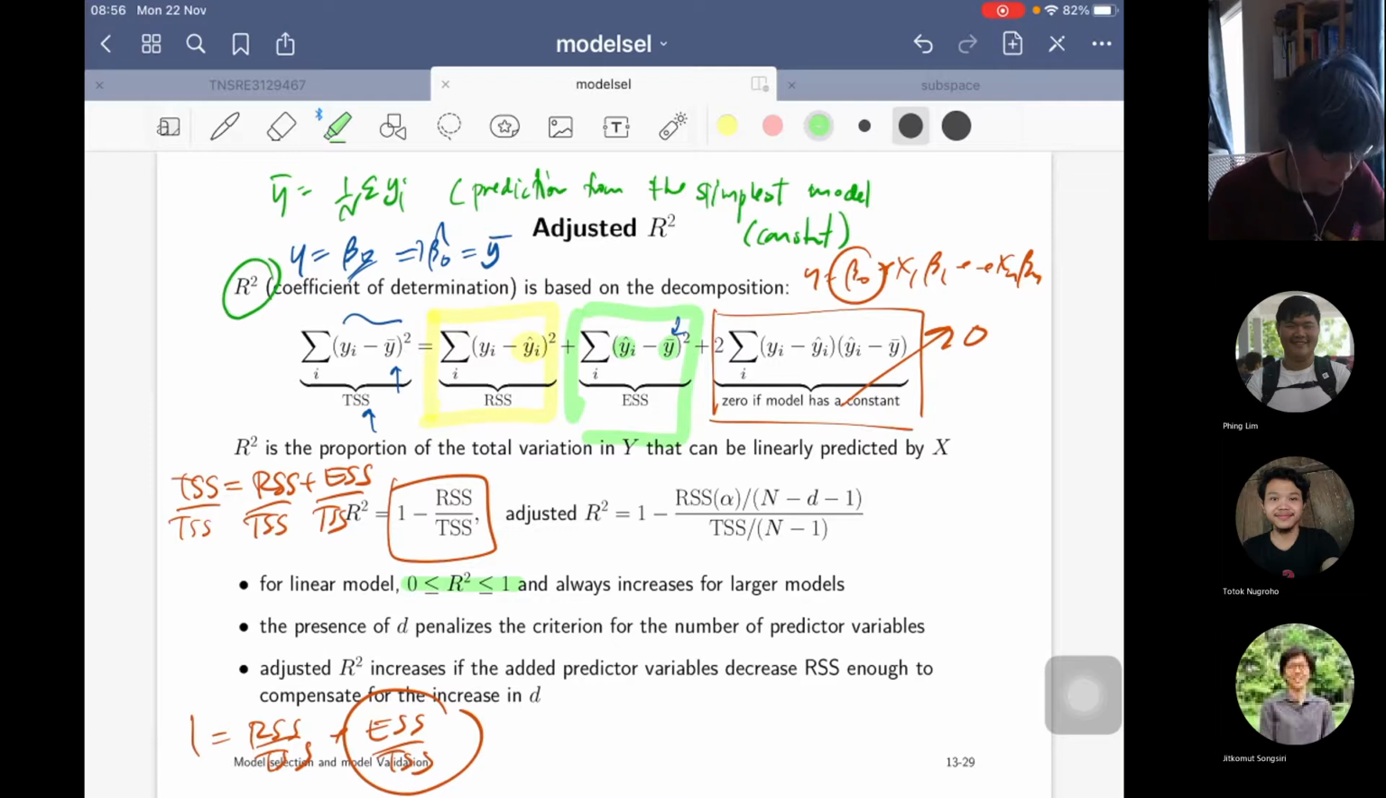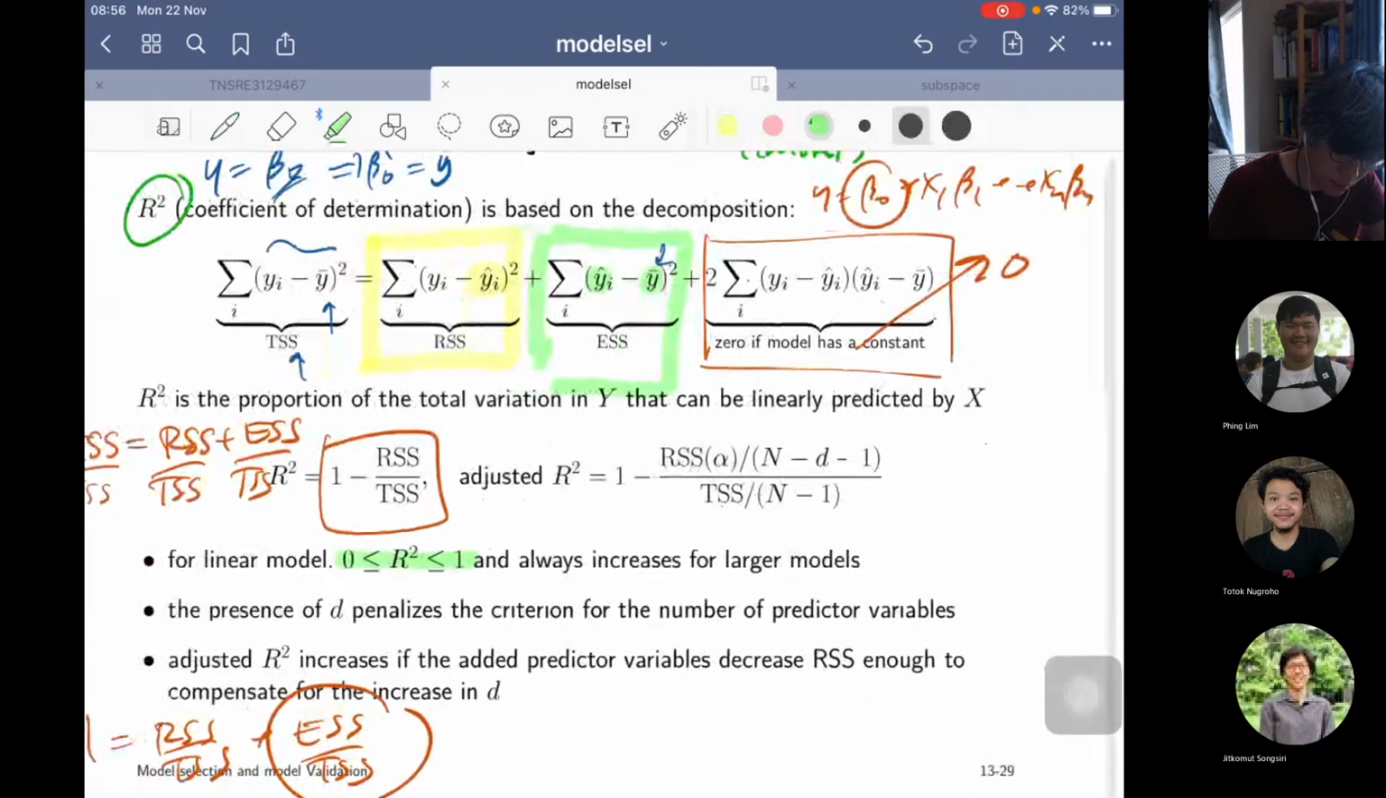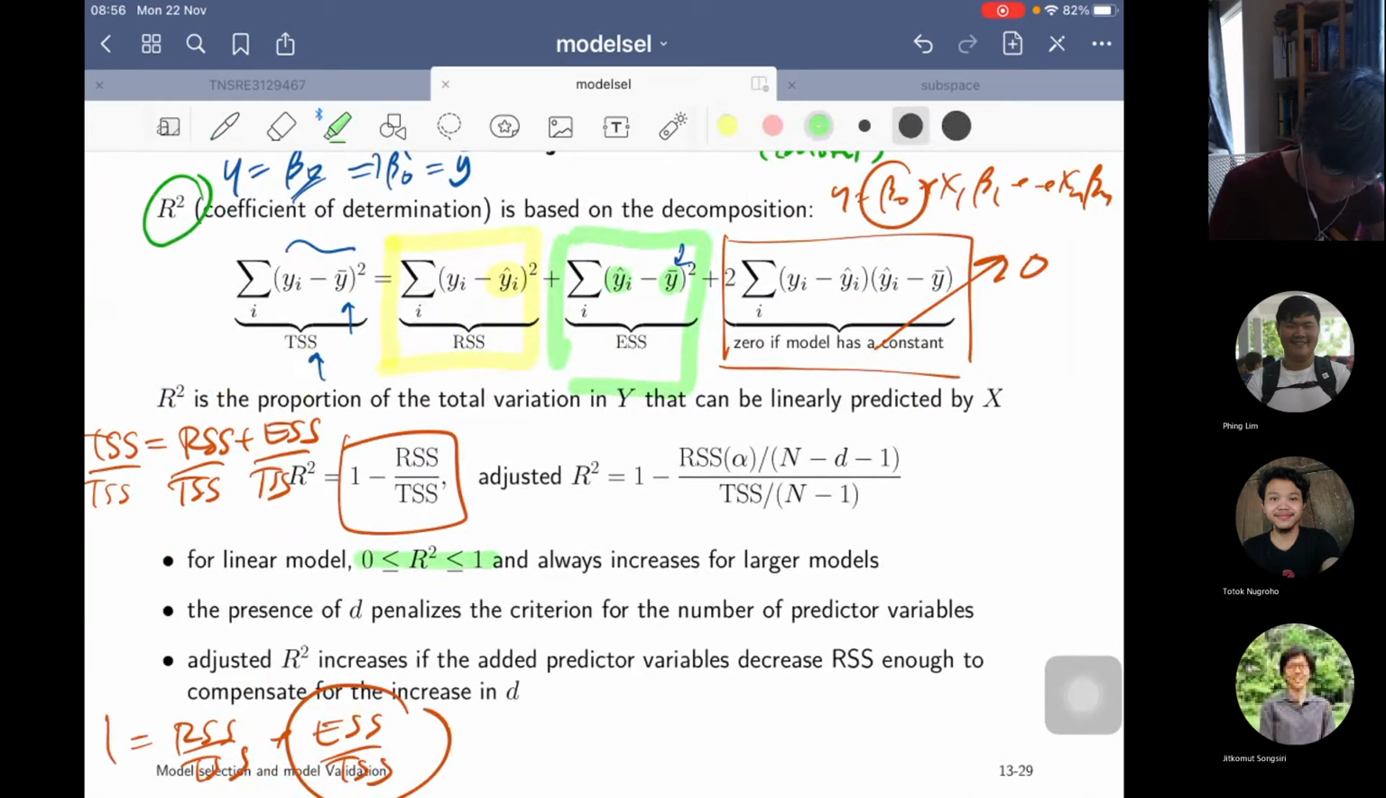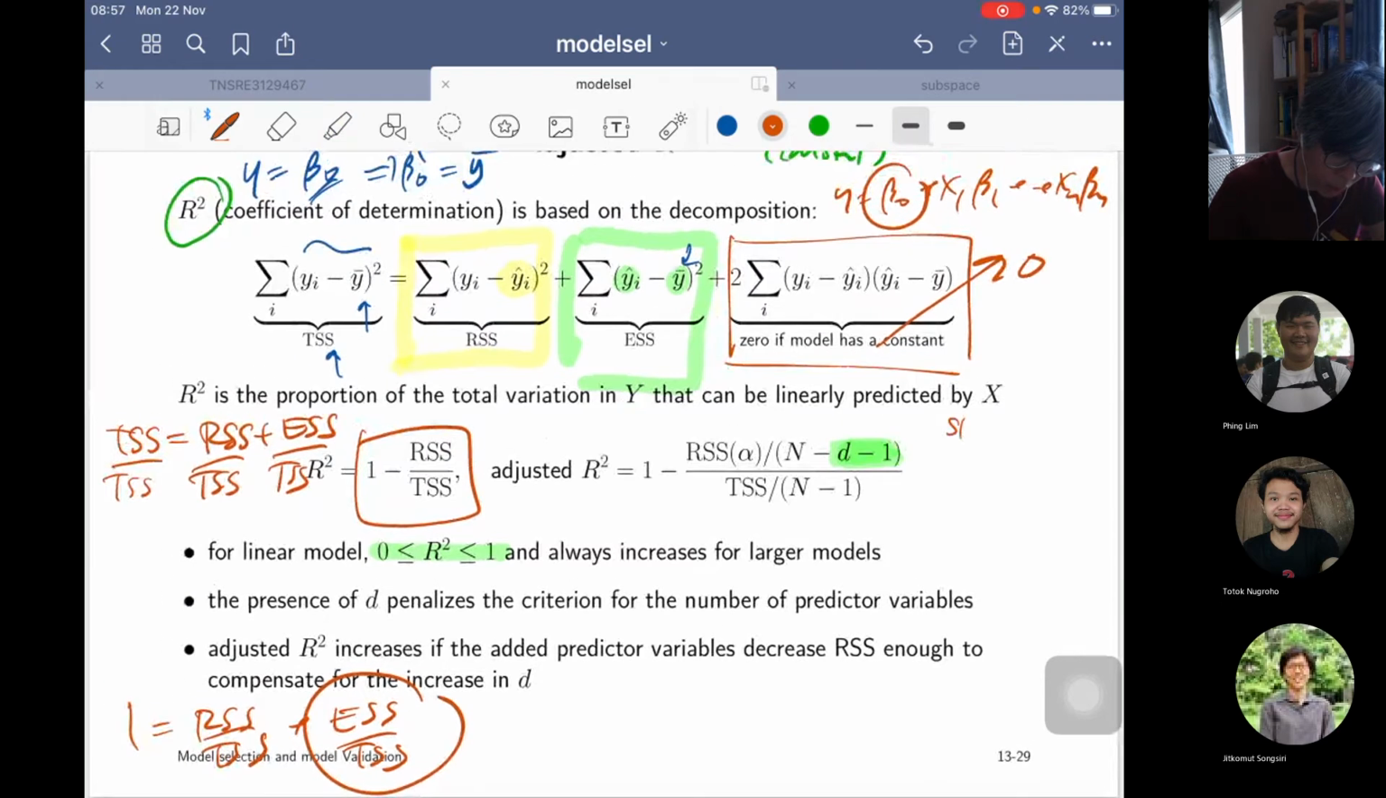Now, because R square doesn't take account of the model complexity at all, the definition of adjusted R square has a term that compensates for the model complexity through d. As we saw before, when you have a simple model, d is small. When d is small, of course, this term will be big.